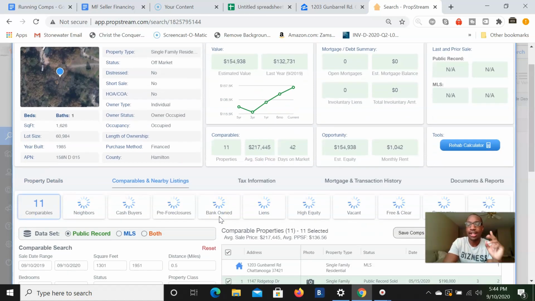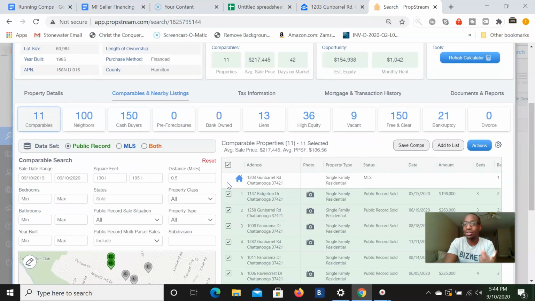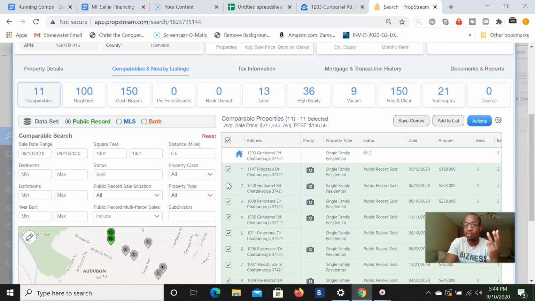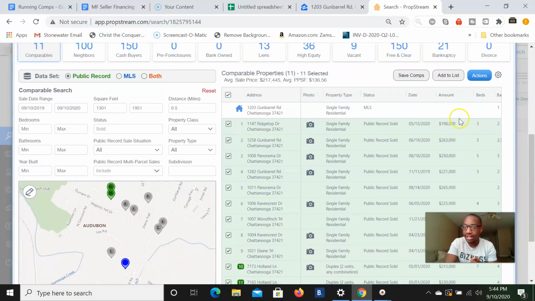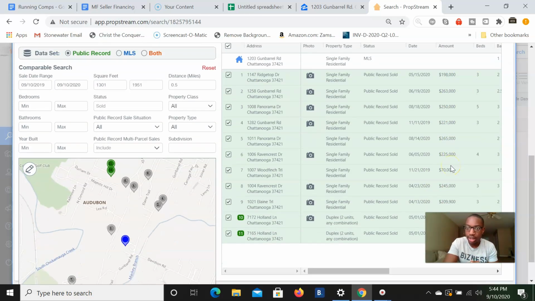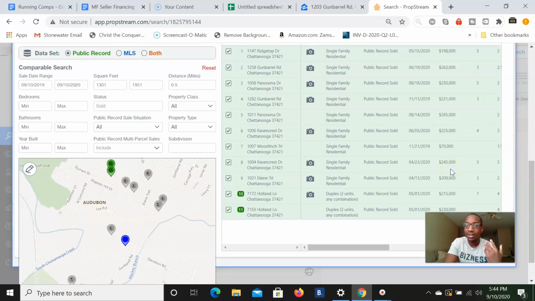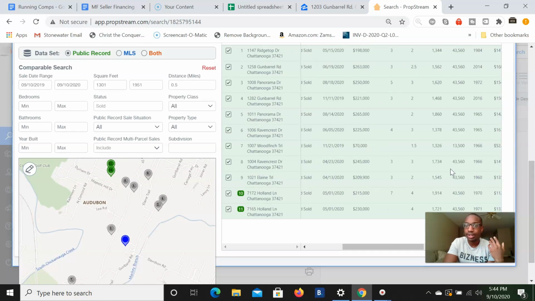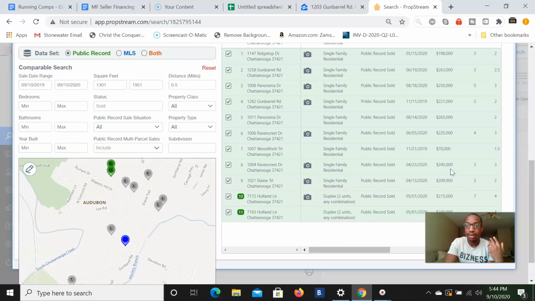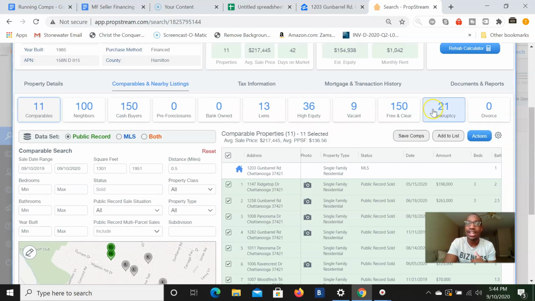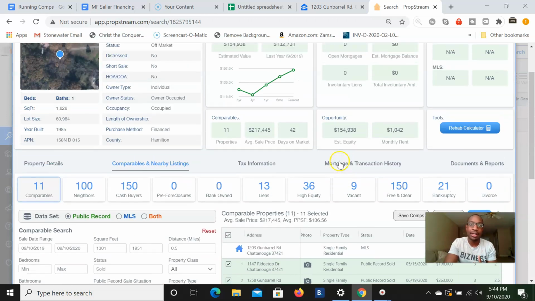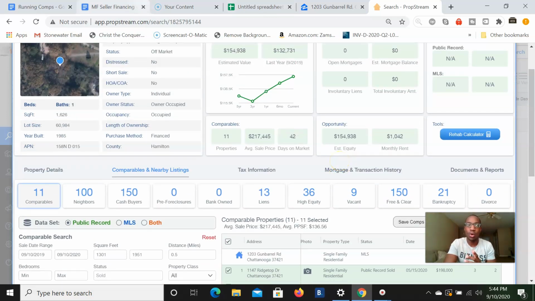Another thing that PropStream has is this comparables. So you can kind of look at sales that happen around the area, properties with similar square footage, bedrooms and baths, and you have different sales that happen. So actually, they may have some high sales, 198, 263. So it may even sell for a little bit higher than what we think, because these are recent comps, 2020 June. So this can actually go higher than the 150, but for right now, we'll just keep it around 150.